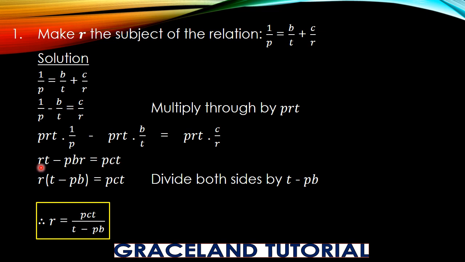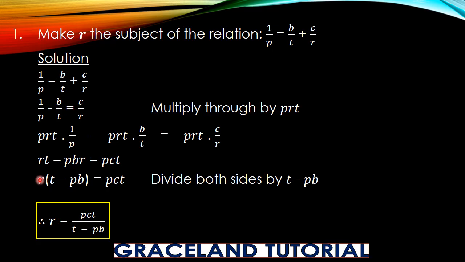As you can see, from the left-hand side, R is common there. That is, R is common in RT minus PBR. Now let's take R as a common factor, so R will be outside. R in RT, that is, R cancels R, you are left with what? With T. Minus R in PBR, that is, PBR divided by R. R will cancel R. You are left with PB. Close the bracket, which is equal to PCT.